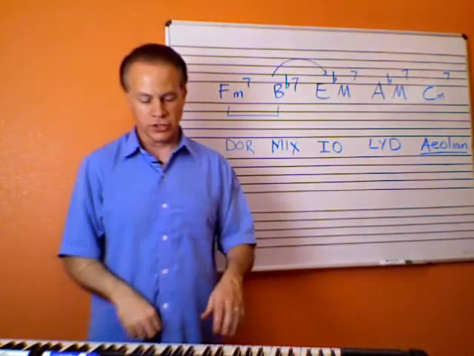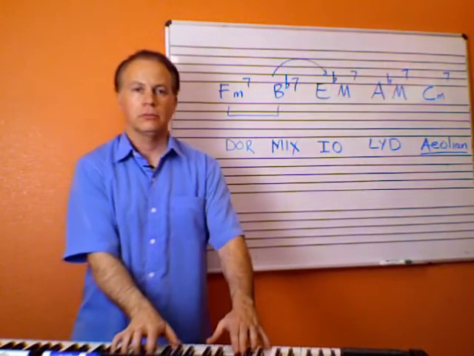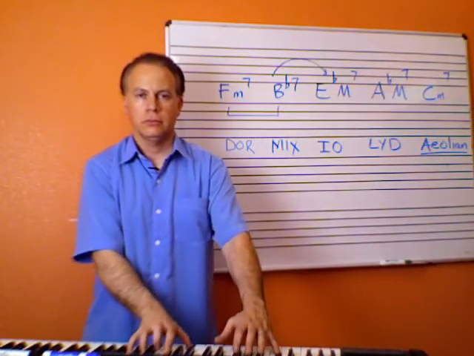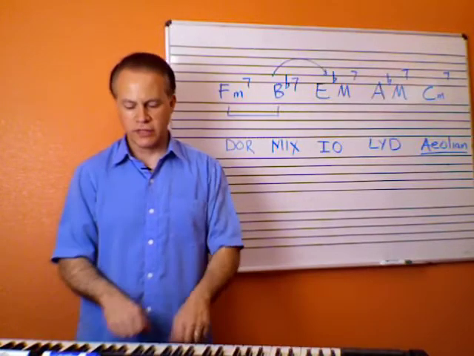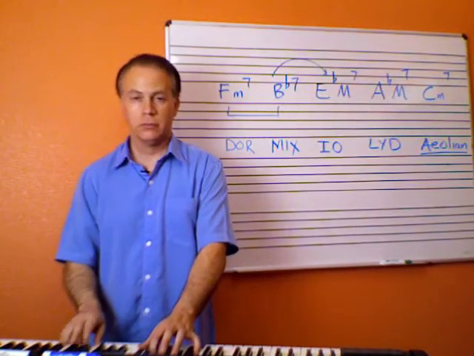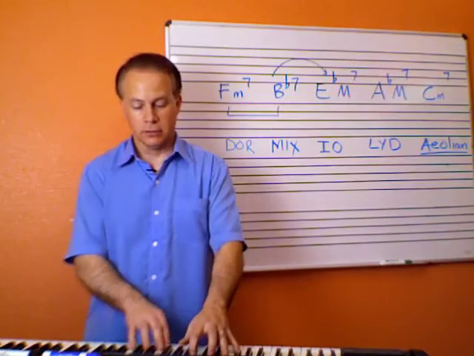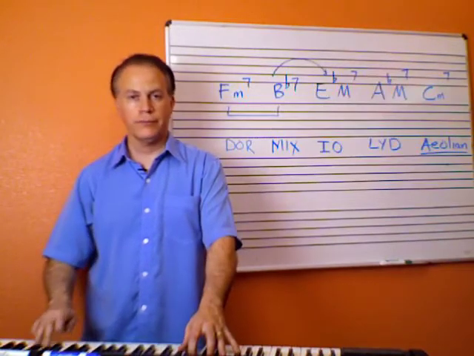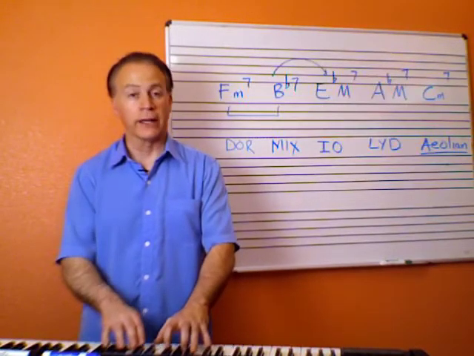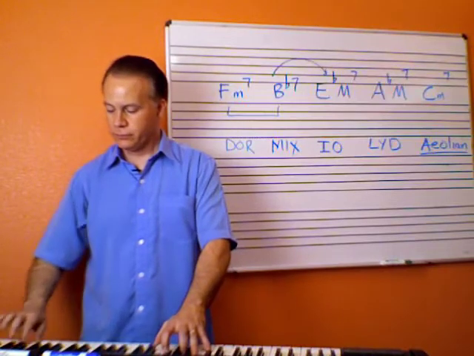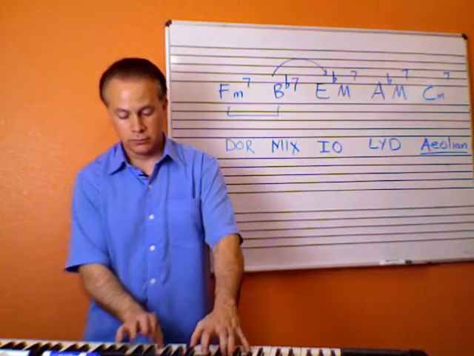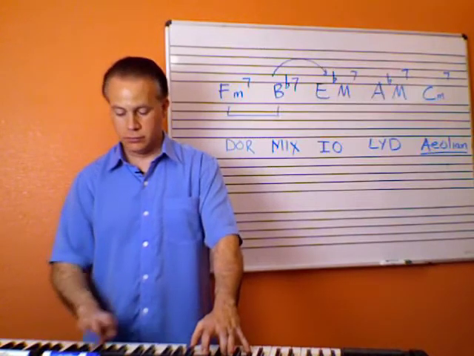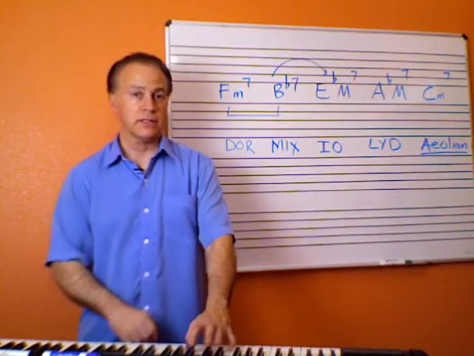So here's that chord progression again. And here's what those modes sound like. F Dorian, B flat Mixolydian, E flat major or Ionian, A flat Lydian, and C Aeolian.